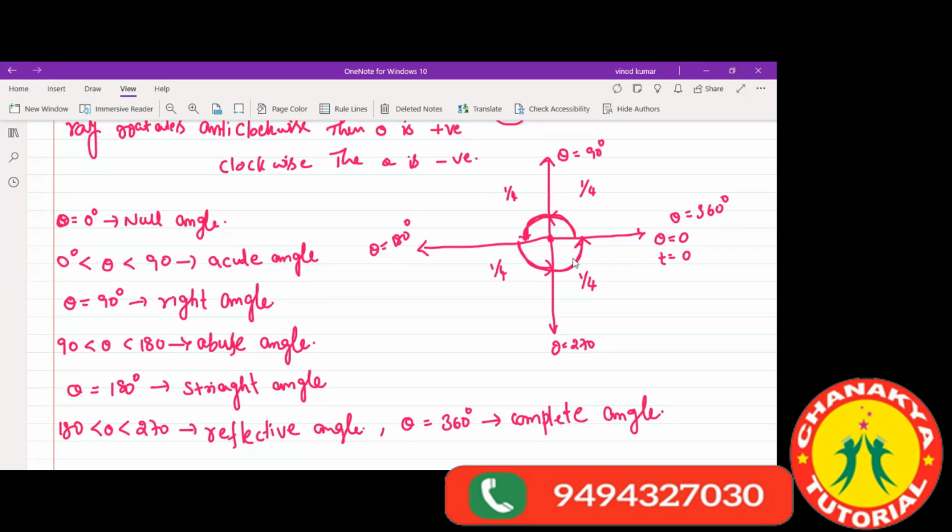So with these angles, we can divide the plane into 4 quadrants. The first quadrant lies between 0 and 90. The second quadrant lies between 90 and 180. The third quadrant lies between 180 and 270. The fourth quadrant lies between 270 and 360. This is Q1, this is Q2, Q3, Q4. We learned them in 10th grade.